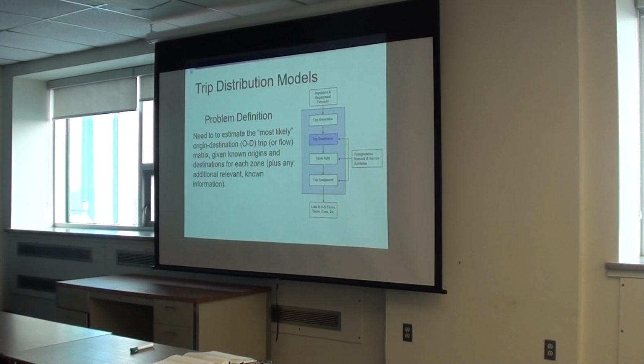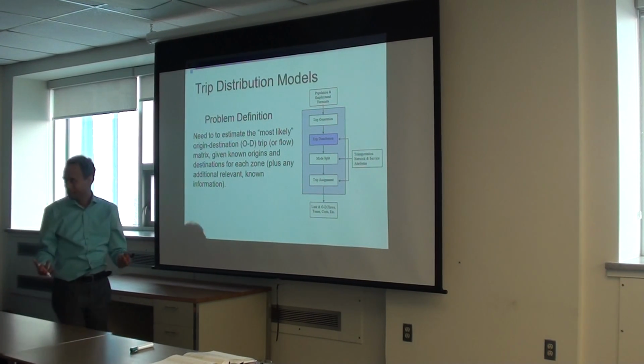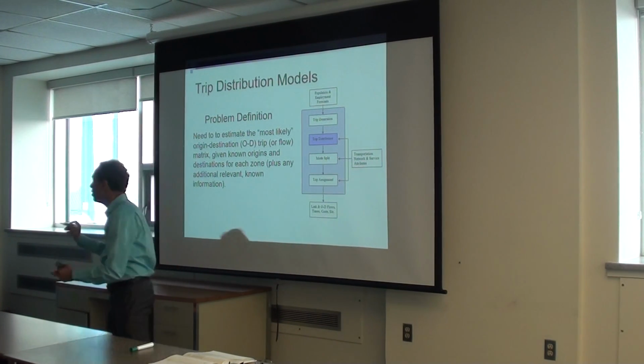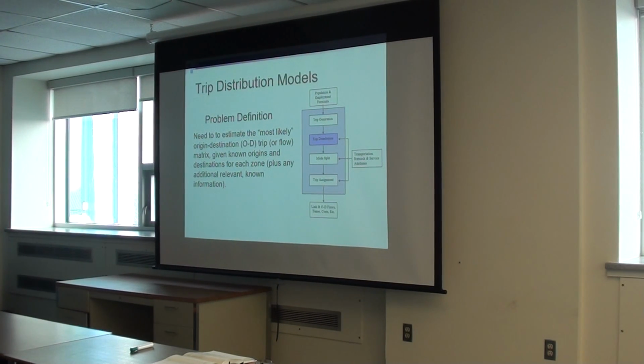So what we need to do is distribute this. Say zone 1 has 50 trips. We try to distribute where they are going, based on how many are attracted, which we also know from our first stage. We call this Tij, meaning the trip from zone i to zone j. So we would like to know T1 to 1, T1 to 2, T1 to 3.